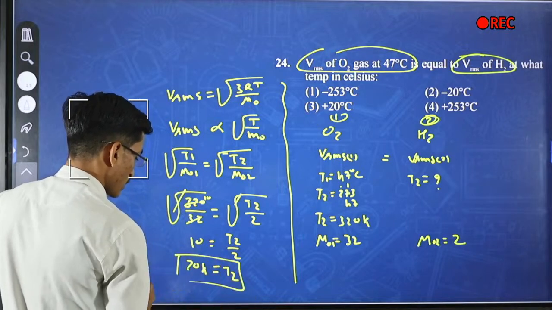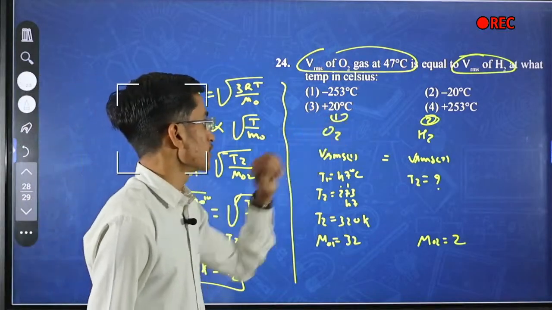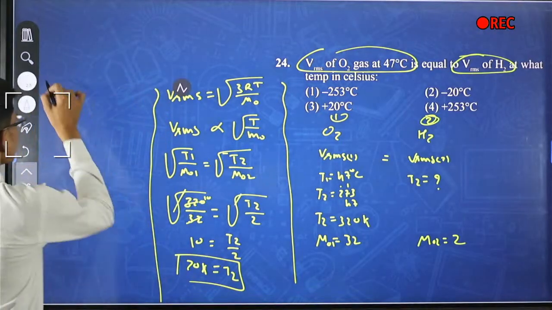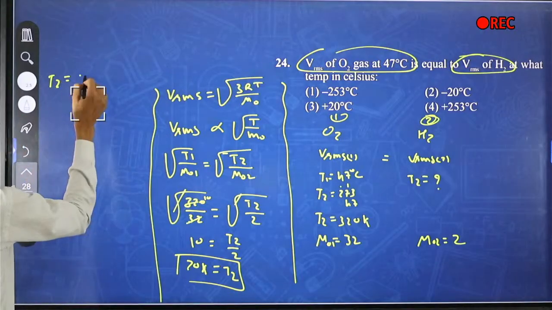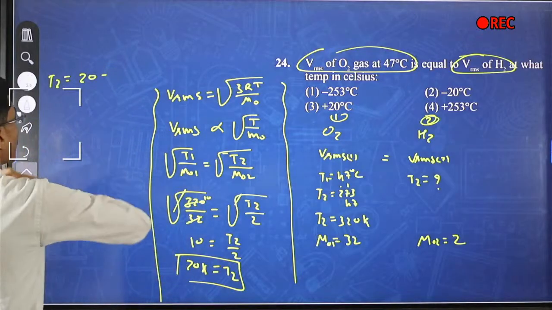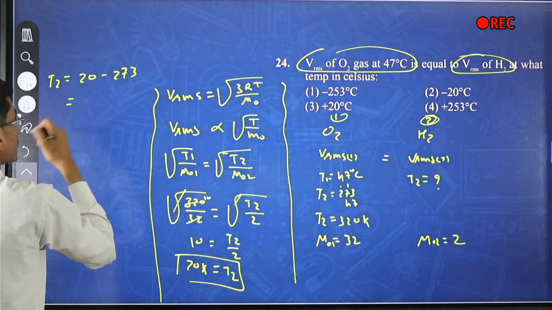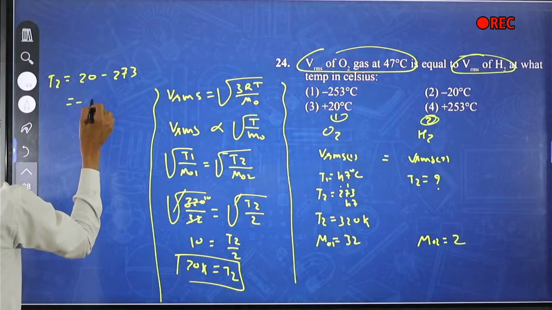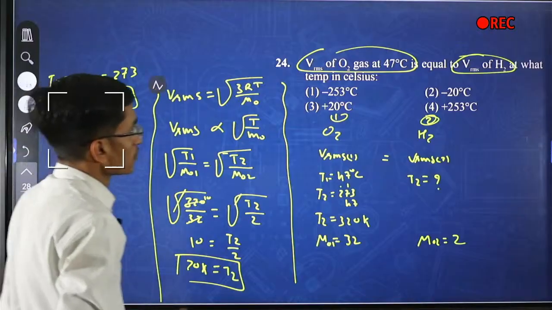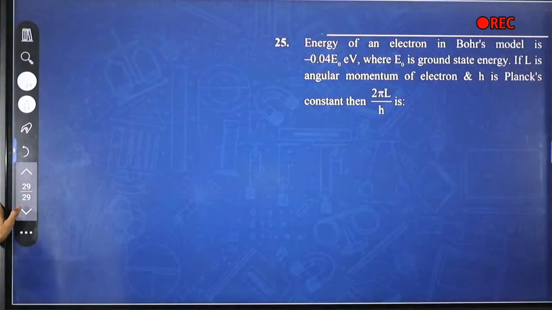Kelvin. We have to convert this in Celsius because answer is given in Celsius. So from Kelvin to Celsius, 20 Kelvin. From Kelvin to Celsius, we have to minus 273. So 20 minus 273 will become minus 253 degrees Celsius. Okay, minus 253 degree Celsius. So hydrogen's temperature will be this.